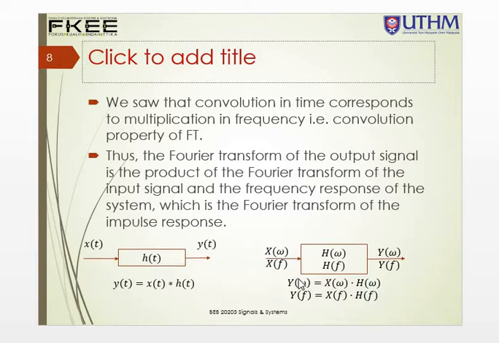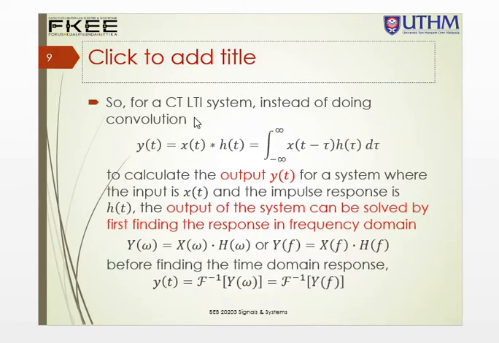If you want to explain it in terms of a block diagram, this is the block diagram. The output signal is Y(omega) in the frequency domain, so Y(omega) equals X(omega) times H(omega), and this H(omega) is actually the Fourier transform of the impulse response. So for our LTI system, instead of doing the convolution, y(t) equal to x(t) convolved with h(t), you can use the Fourier transform formula by definition.